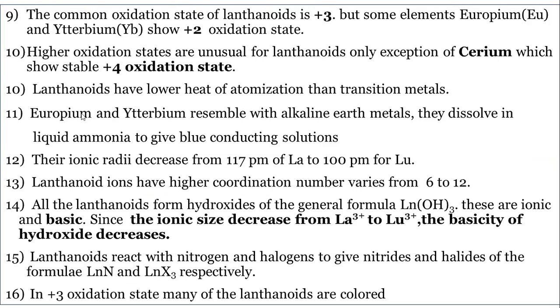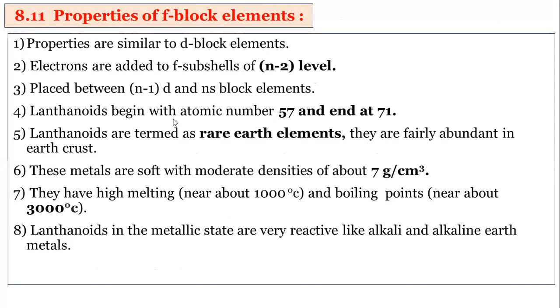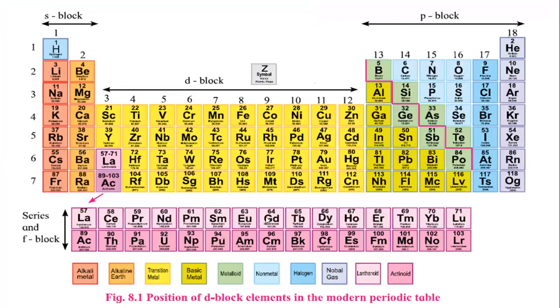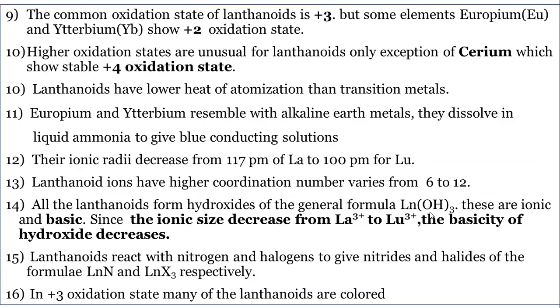So this europium and ytterbium, europium atomic number is 63 and ytterbium atomic number is 70. They already have the +2 oxidation state. They resemble alkaline earth metals because alkaline earth metals also have the +2 oxidation state. They dissolve in liquid ammonia to give blue conducting solutions.